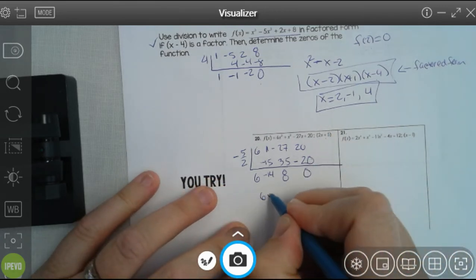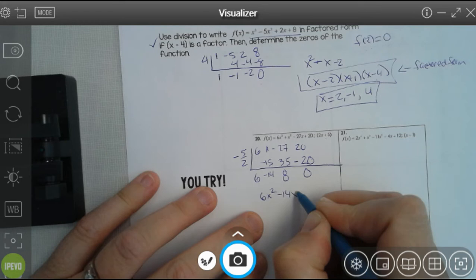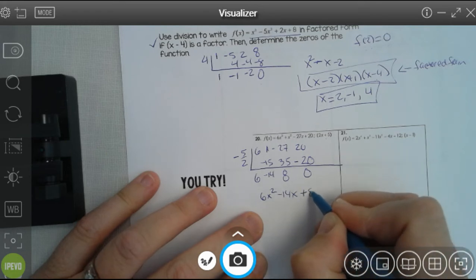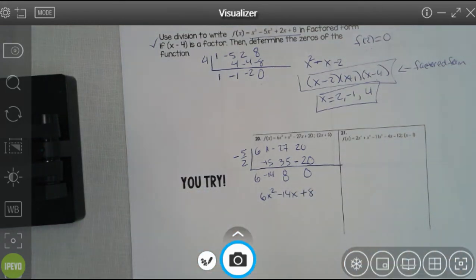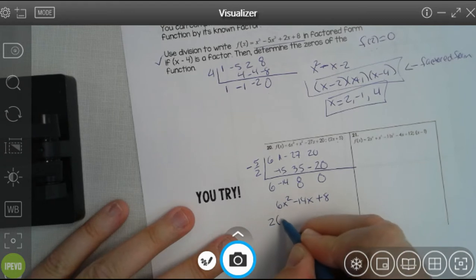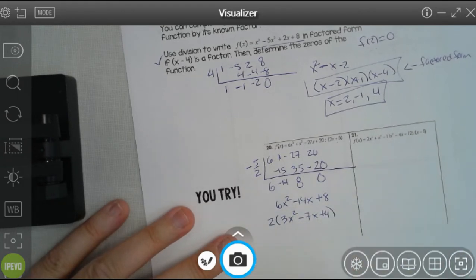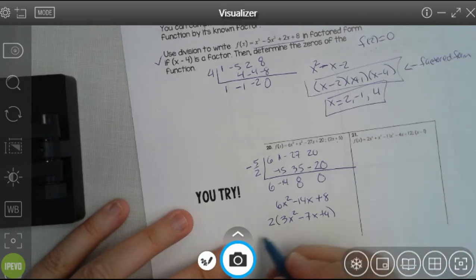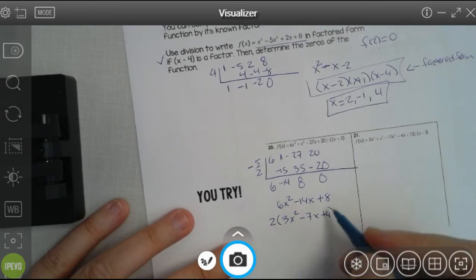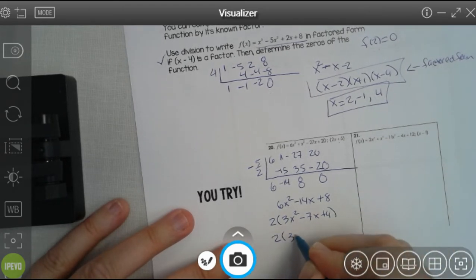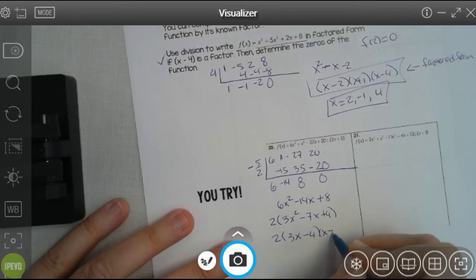So I get 6x squared minus 14x plus 8. So if I'm going to factor this right here, I can divide out a 2 first because I like to make my life easier. And then I'm going to go ahead and factor that right there. So you do your AC method to it. When you do that, you should get 3x minus 4 and x minus 1.